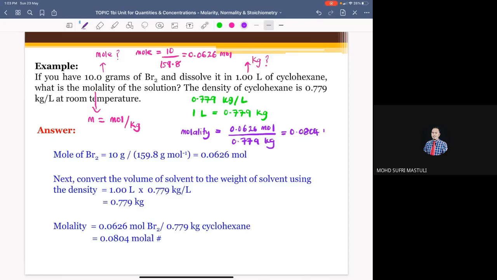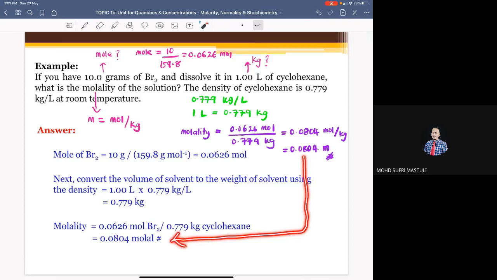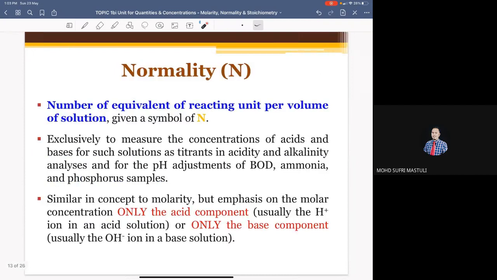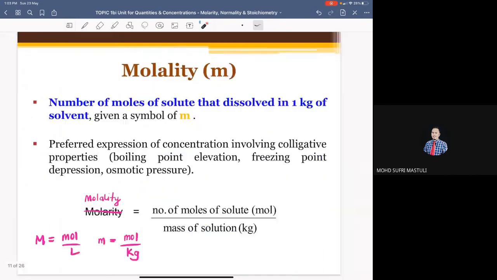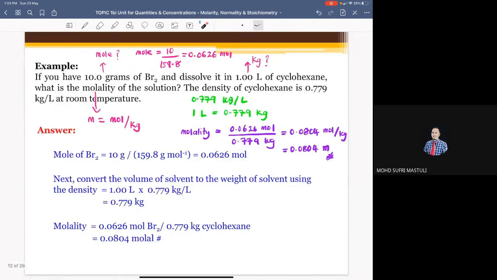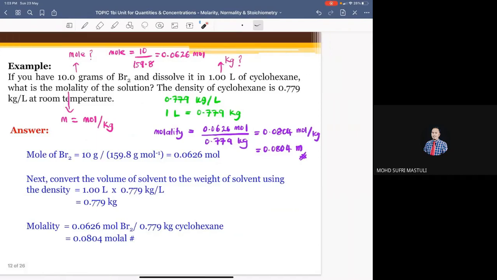0.08.4 mole per kg, equivalent to 0.004 molarity. So this one seems with the final answers. All right. Okay. So so far we've done molarity and molality.